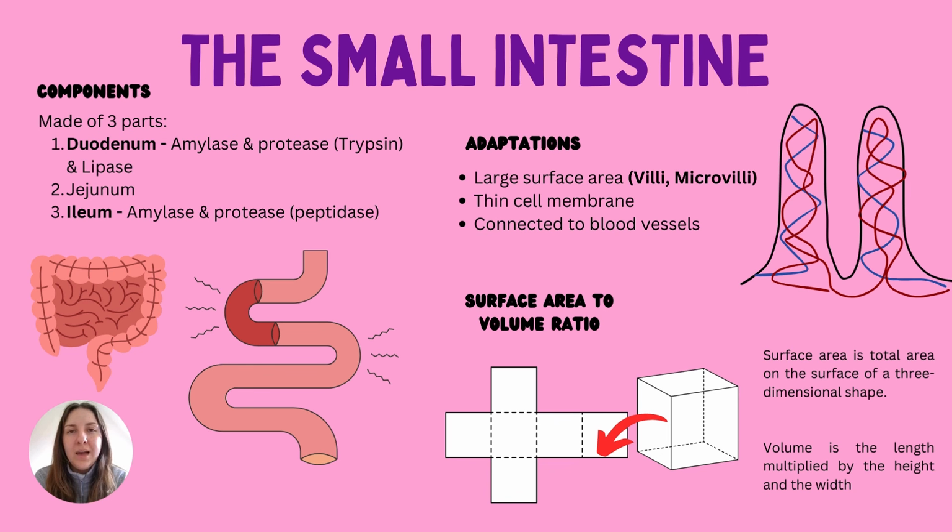Adaptations of the small intestine allow it to absorb lots of glucose from the food that we consume, and this is done through three key adaptations. The small intestine has a large surface area thanks to the villi and microvilli. The villi and microvilli are very thin in terms of their cell membrane, and this allows for a short diffusion distance of glucose. Also, the villi and microvilli are connected to a vast network of capillaries that allow for glucose to be continuously absorbed by the blood and moved consistently around the body to maintain a diffusion gradient, so the uptake is increased.